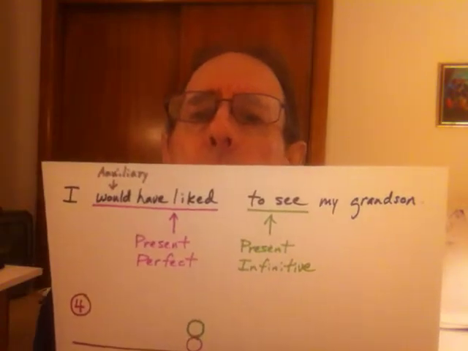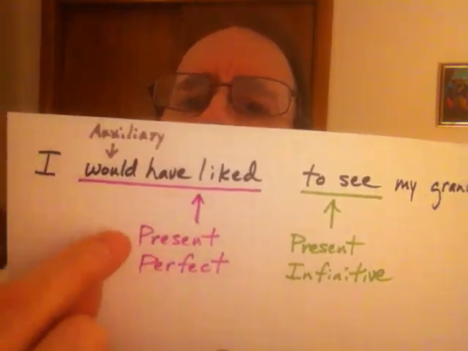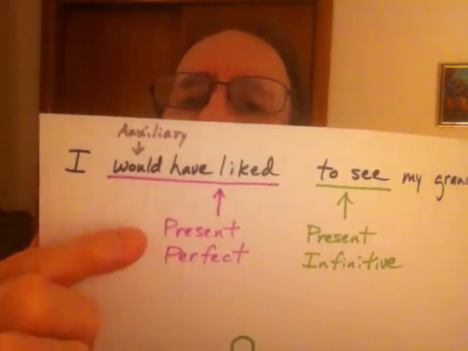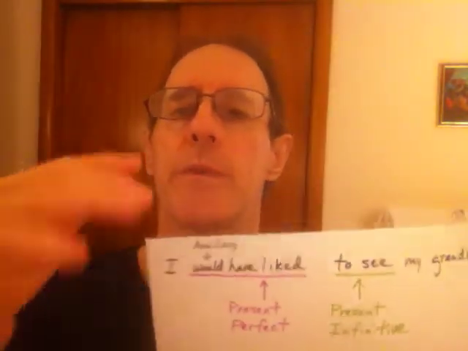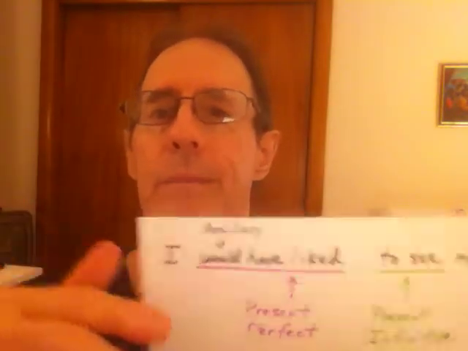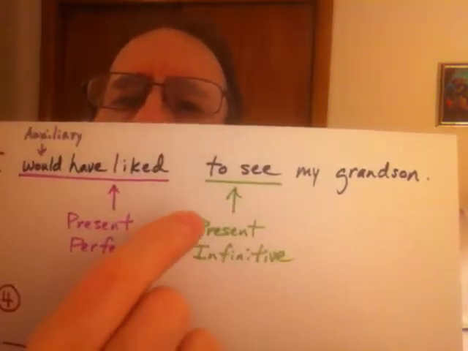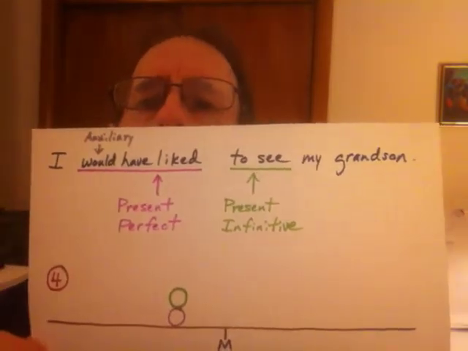All right? Now here we have your present perfect tense. Would have liked is your present perfect tense. I can't see what the hell I'm doing, so I hope I'm speaking correctly. If not, just shoot me. Okay, now you have to see is your basic or your simple present infinitive. All right? But once again, it gives you a different timeline.